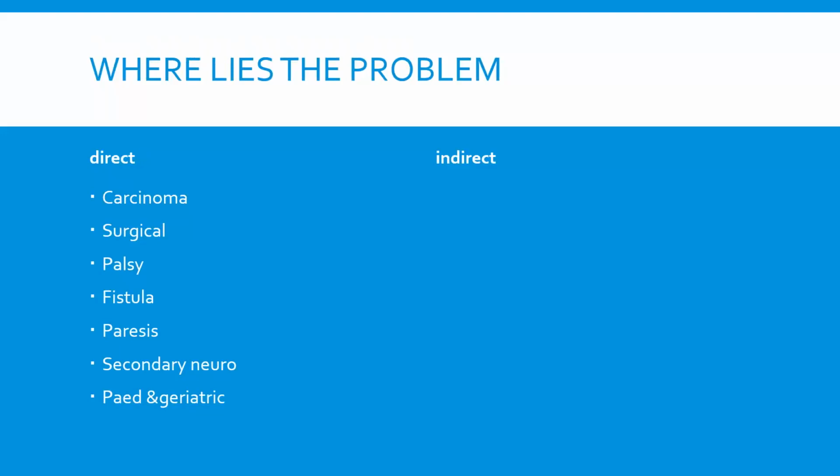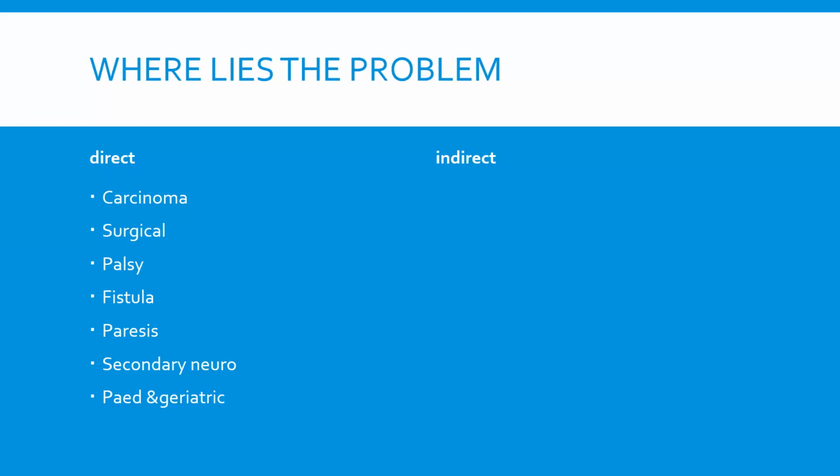In some cases, like a case of cancer of the oral cavity or the throat or wherever in the body, due to any particular surgery related to your larynx or your thyroid, any palsy like facial palsy or vocal cord mobility diseases, or due to fistula in any of the digestive tract, paresis or paralysis of a structure, secondary neurological disorders like cerebral palsy or Parkinsonism or stroke, pediatric or geriatric diseases.